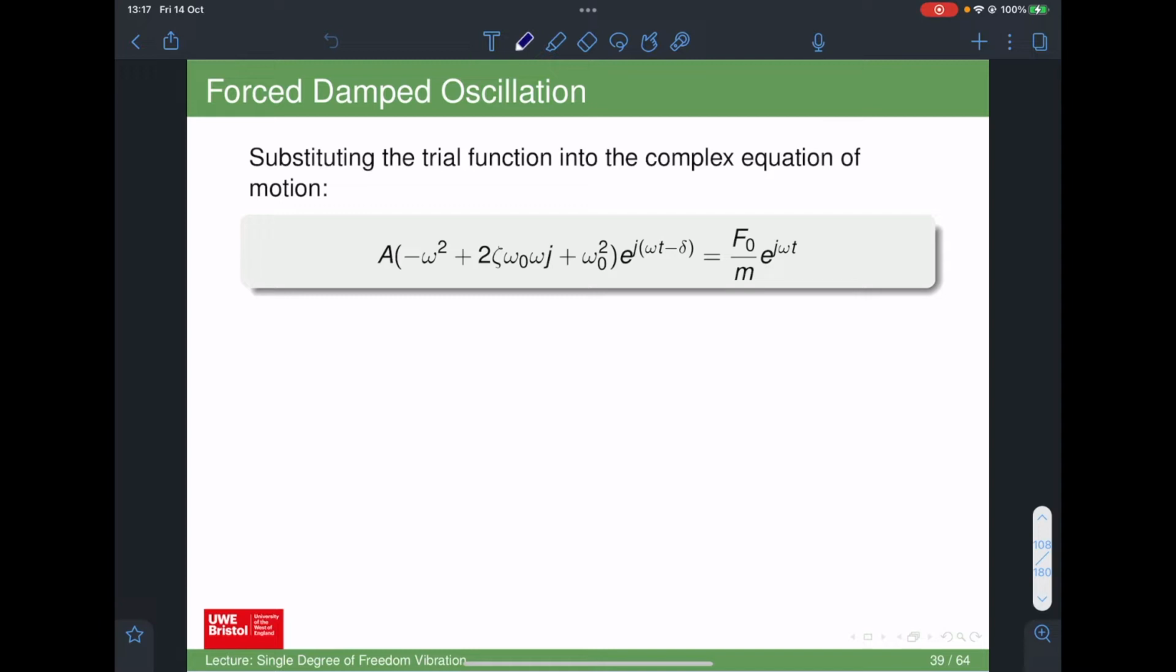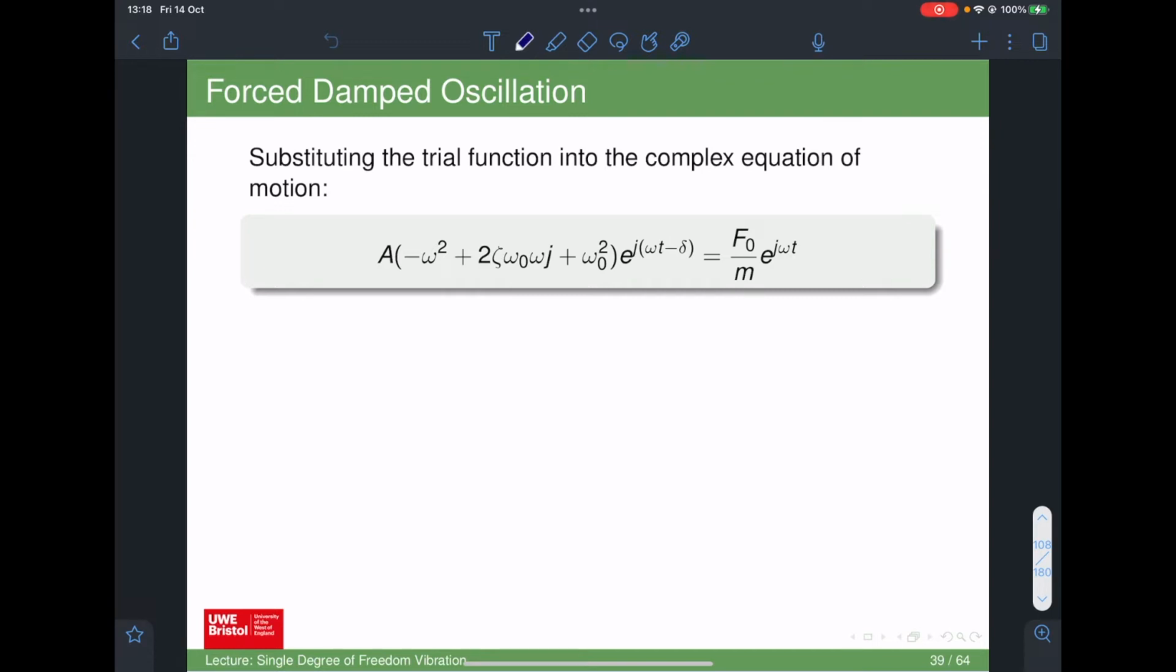You can follow along on slide 39 in the notes. And so I end up with this equation. I've inserted that A e to the j thing, and like I said, we've got an omega that comes out, minus omega squared. There's an omega, and obviously for that one nothing comes out. And we've got the force on this side.